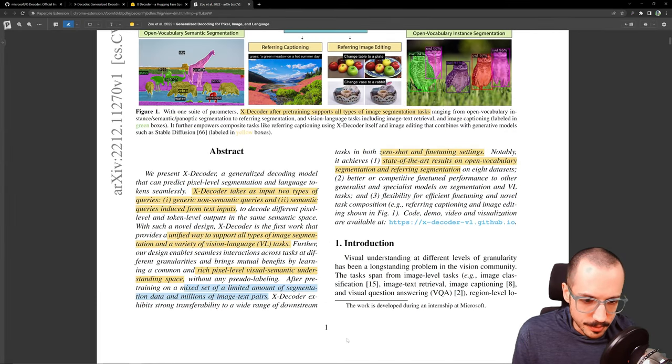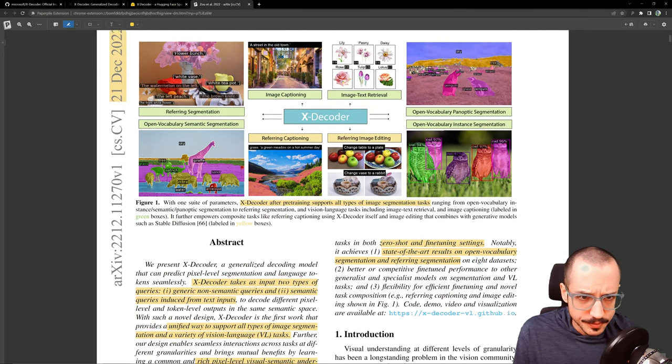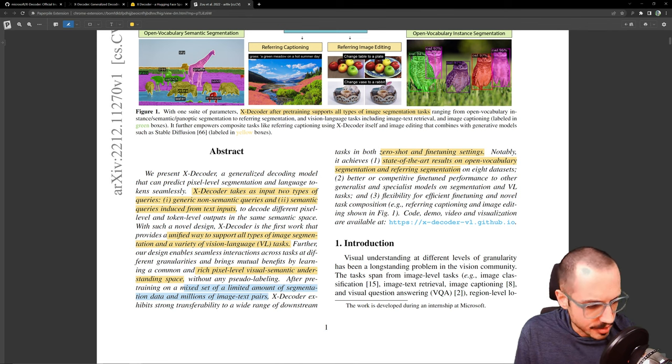So props to this team for releasing this under an MIT license, and maybe they're continuing the tradition of the COCO image dataset, which I think is also a very permissive license. So people at Microsoft doing it right there.